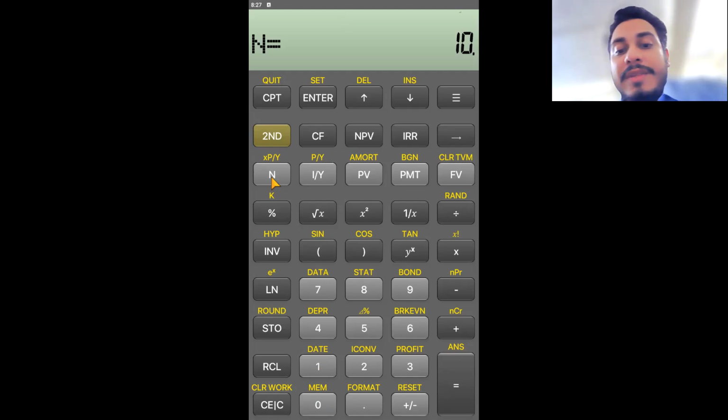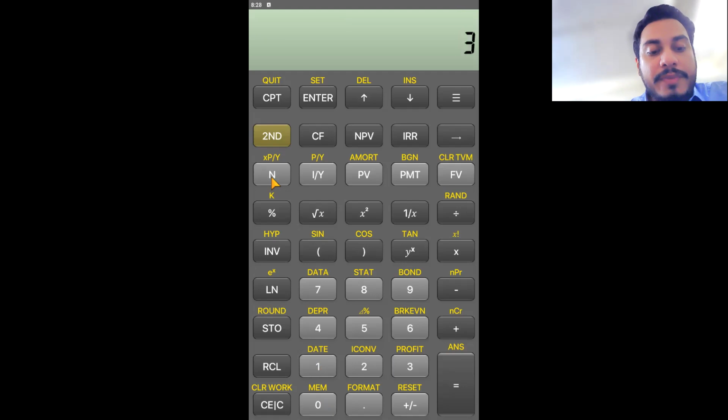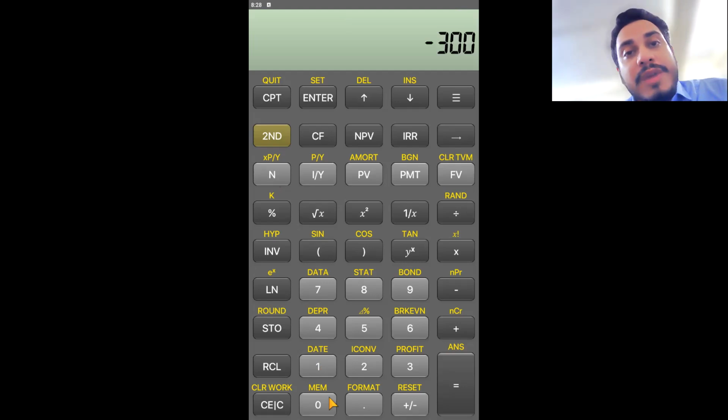Next is minus 300, present value. For that, first I'll click 300. Then I'll click the plus-minus sign to make it minus. Now I've got minus 300. Where do I want to input this? As present value. So I'll click the PV key over here. It has recorded this input: PV equals minus 300.